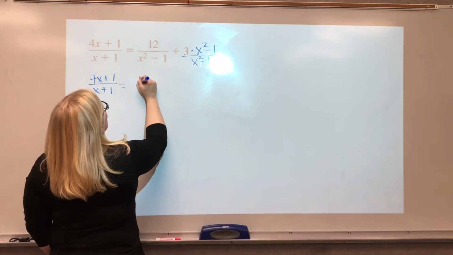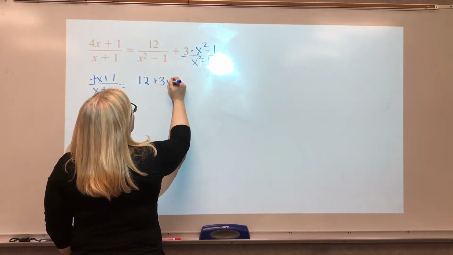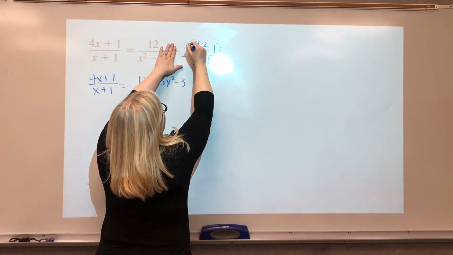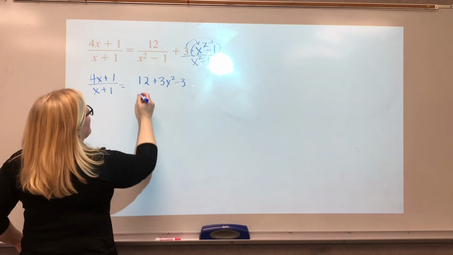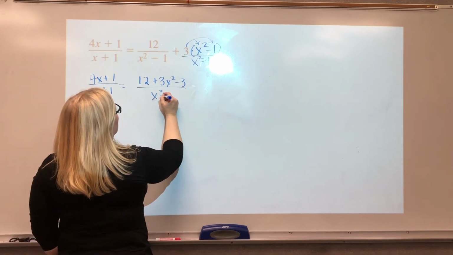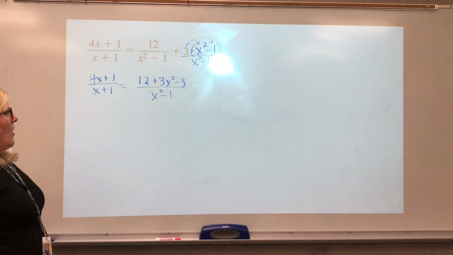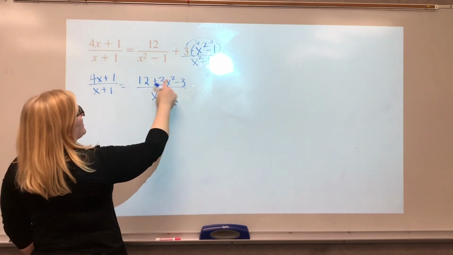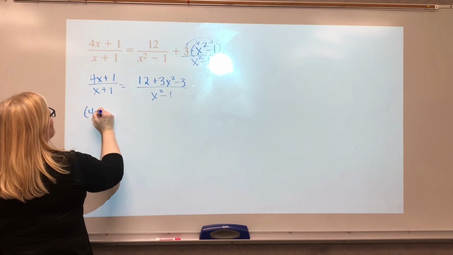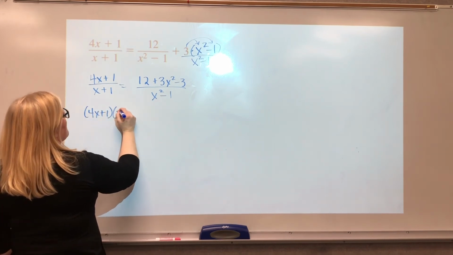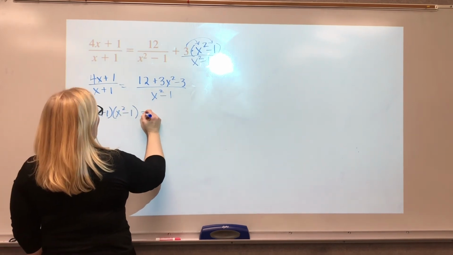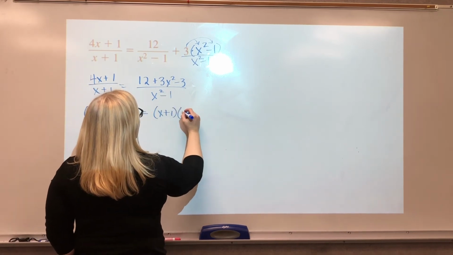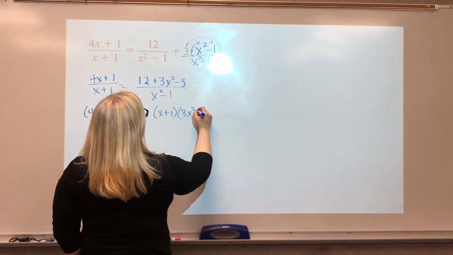Equals 12 plus 3x squared minus 3. Okay, so I distributed this 3. That's what I did there. All over x squared minus 1. Okay, so now I'm going to cross multiply, and I'm going to combine like terms here. So I've got 4x plus 1 times x squared minus 1 equals x plus 1 times, this is going to be 3x squared plus 9.